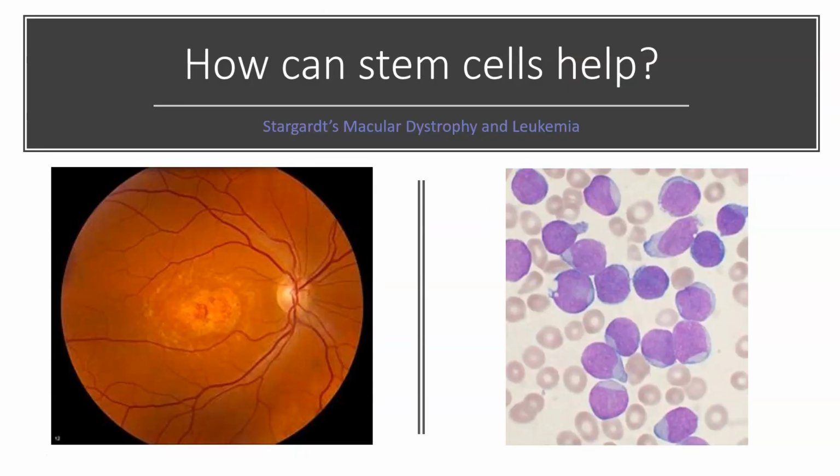So we've talked about what stem cells are. We've talked about why they're needed within embryonic development. Now we need to talk about how we could potentially utilize them within a medical context, right? So the two disorders that I would like to talk about are Stargardt macular dystrophy and leukemia. Stargardt macular dystrophy is a problem associated with the retina within the eyeball, and leukemia is a form of cancer specific to the blood system.